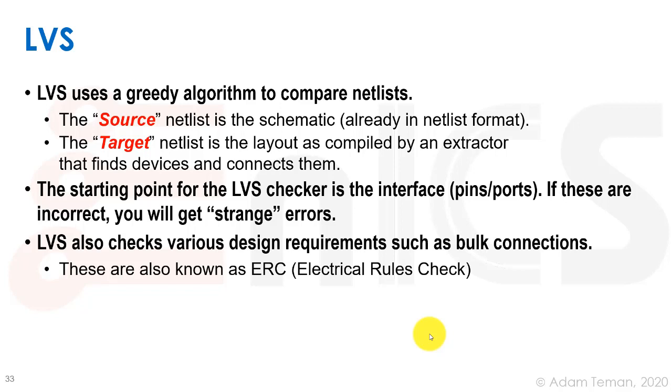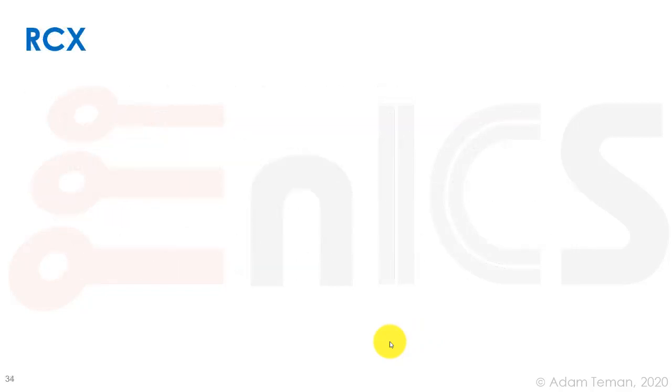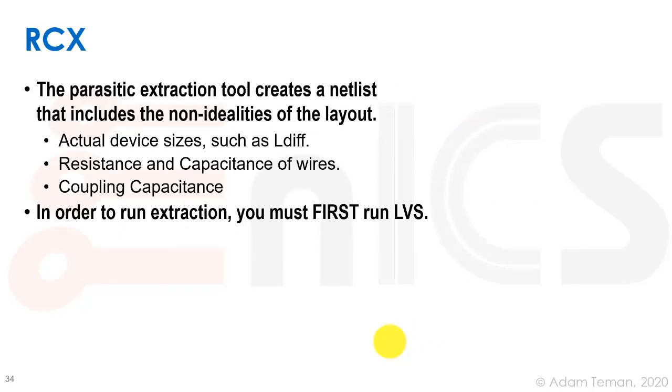LVS also runs something called ERC, electric rules checks, which does things like checks bulk connections and shorts and so forth. RCX, or extraction, okay, that's a parasitic extraction tool. It creates a net list that includes the idiosyncrasies of the layout, the actual device sizes, such as the diffusion length, which is something that we don't necessarily take into account with our schematic simulation. Okay, we look at resistance and capacitance of wires. We look at coupling capacitance between wires, and in order to run extraction, we must first run LVS.